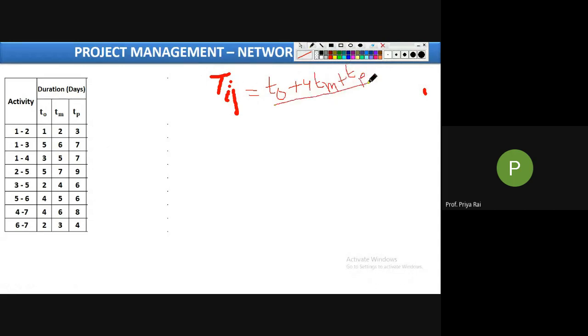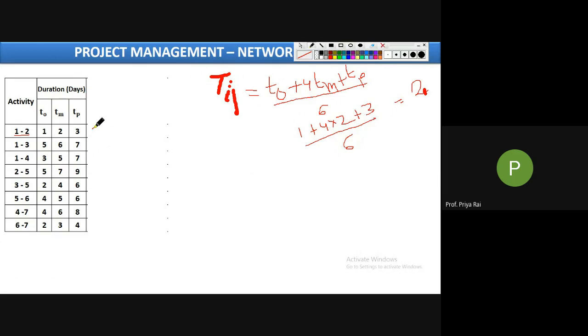For the first activity, 1 to 2, what is the value of TIJ? TO is 1, plus 4 into TM, which is 2, then TP is 3, divided by 6. 12 by 6, we will get 2. So here it will be 2.